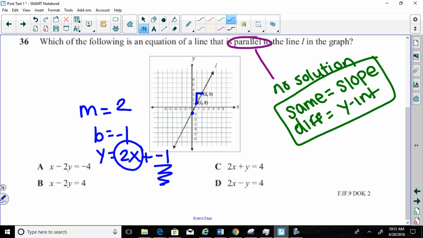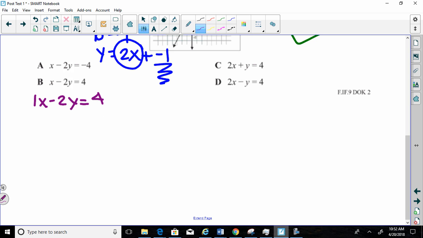How could we find that out when these are in standard form? What letter, how do we move these around so that y is by itself? That's to get the y-intercept. But first I want to get it in slope-intercept form. So remember, we haven't done this in a while. How do I get y by itself? It's the same thing as a literal equation. Subtract 1x on both sides. And so you end up getting -2y equals -1x plus 4.